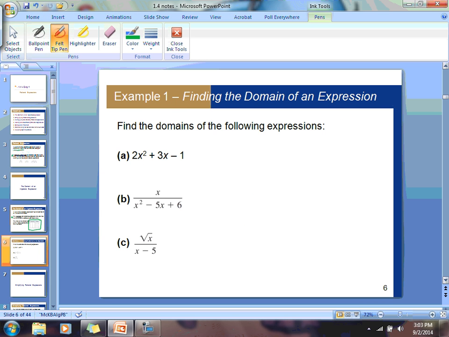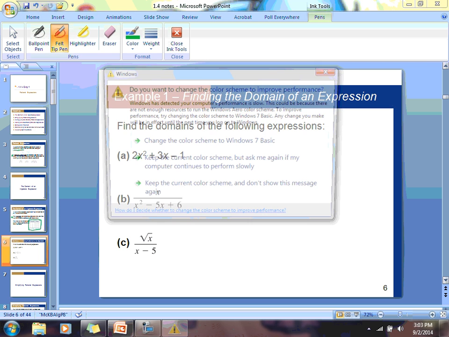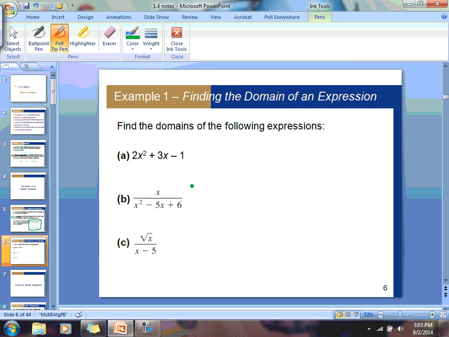So let's take a look at these first examples here. All we're going to do is find the domain. You're going to see problems like this in your homework as well, just finding the domain. This is a concept we're going to use all throughout the year, so you want to get really comfortable with this. In part A, we have no denominator, so we don't have to worry about the domain having any type of restrictions. So our domain is going to be all real numbers. That's pretty straightforward, pretty easy.